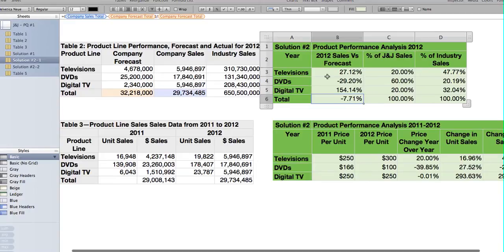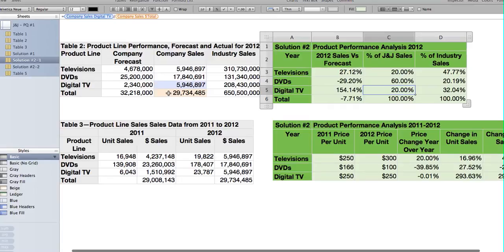How the performance of each of these products impacts the company can be in part determined by what percentage of the company's sales is represented by each of the different lines. This is a simple calculation where you take the sales for any given product line divided by the total sales for the company, and you understand what share that product line represents. So for J&J Corporation, TVs represent 20%, DVDs 60%, and digital TV 20%.